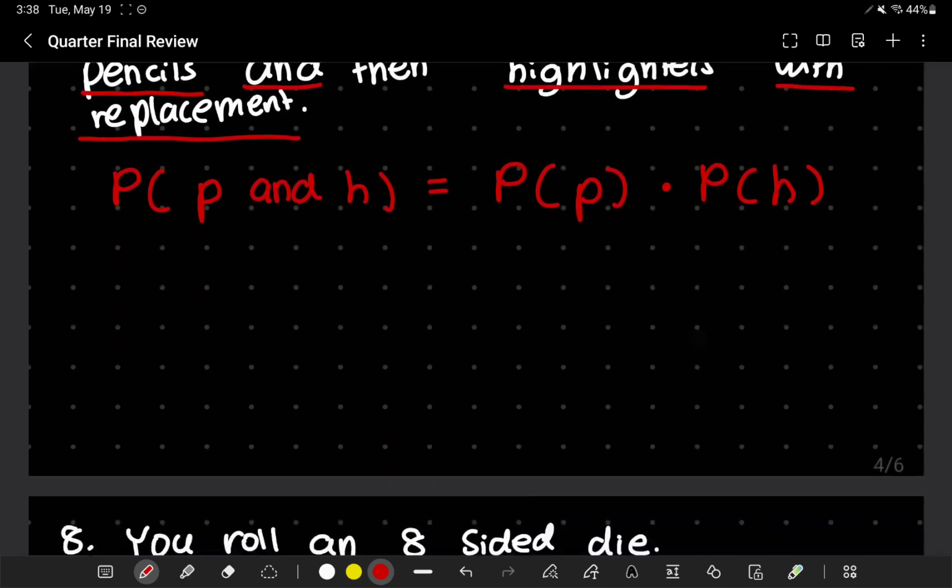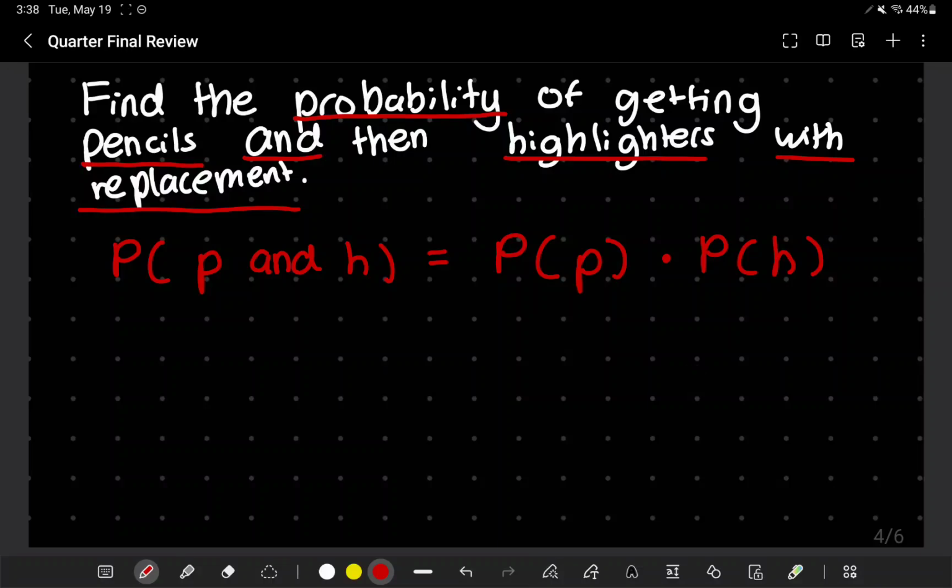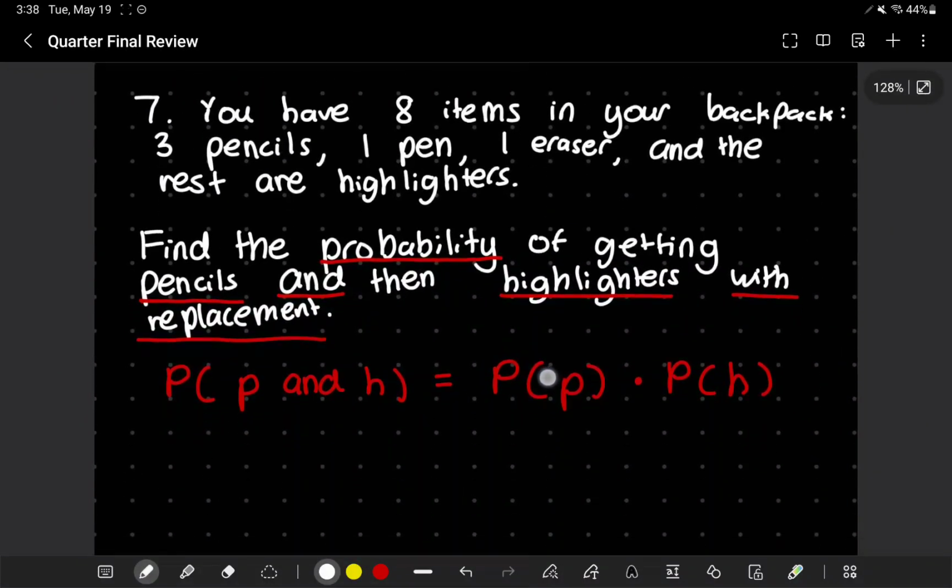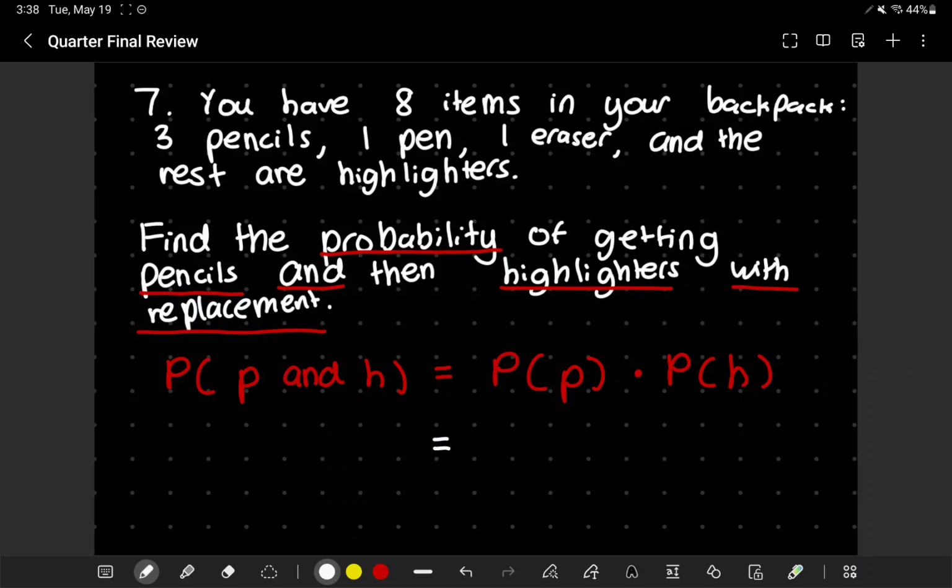Okay, what good does that do us? When I have this, I'm going to figure out the probabilities of both. All I simply need to do is find the probability of getting a pencil. There are 3 pencils out of how many? There are 8 in total, 8 items in my backpack. Now for the next part, because it says with replacement, I'm just going to keep it as an 8.